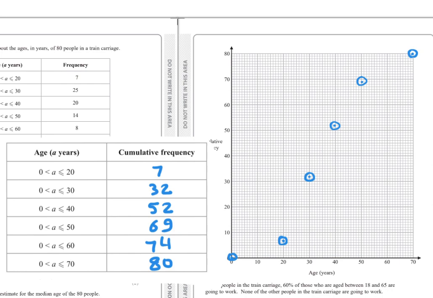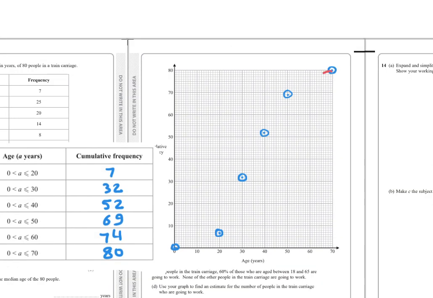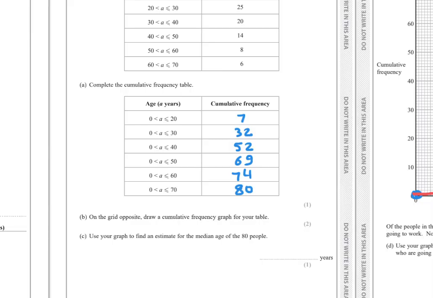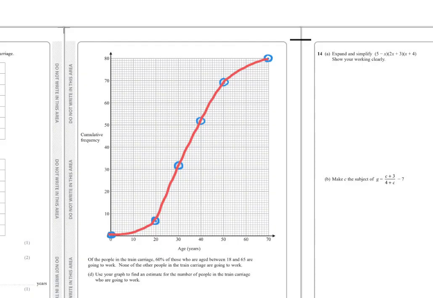Now join them with a smooth curve. So this is a smooth curve. C. Use your graph to find an estimate for the median. To find the median, find the order for the median, multiply 80 by half, so 40. From 40, draw a horizontal line till you reach the curve. Then go down. So the median is about 34.